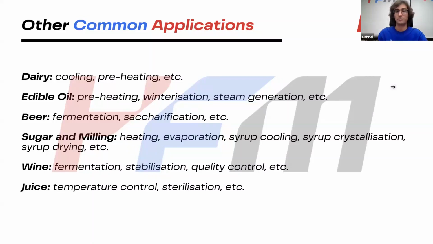Edible oil is also important for preheating, winterization, steam generation. Beer as well, fermentation, saccharification. We're going to be seeing these things as well. Sugar milling, heating, evaporation, syrup cooling, syrup crystallization, syrup drying. All these processes require temperature management, and heat exchangers are there. Wine fermentation, stabilization, quality control, juice temperature control, sterilization, etc., etc.